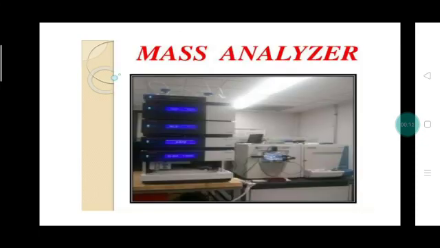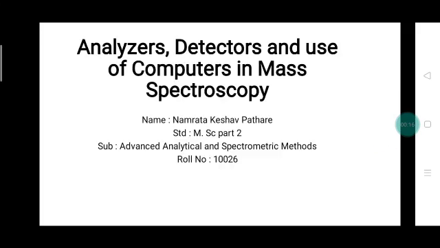Here, the first one is: what is mass spectroscopy? Mass spectroscopy is a powerful analytical technique used to quantify known materials, to identify unknown compounds within a sample, and to elucidate the structure and chemical properties of different molecules.